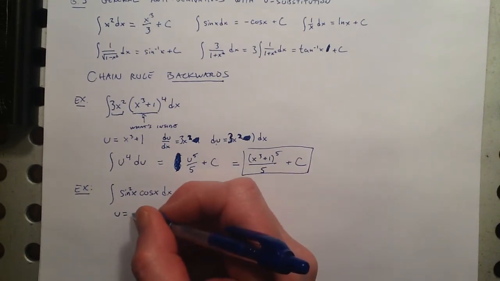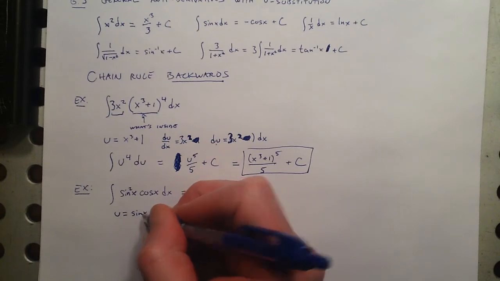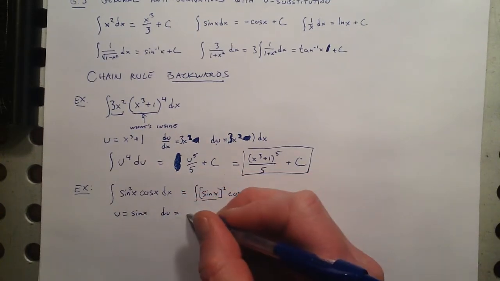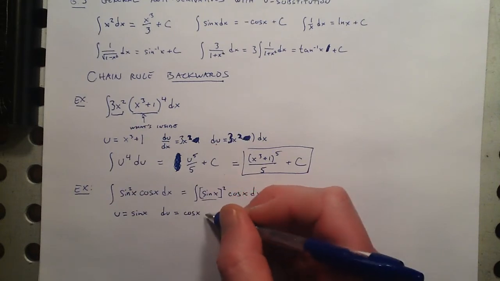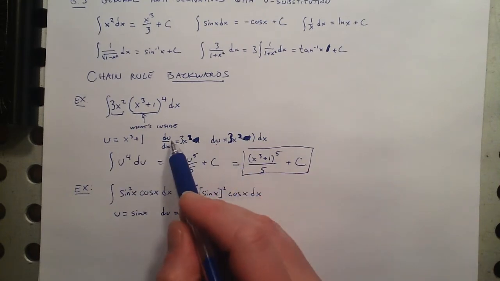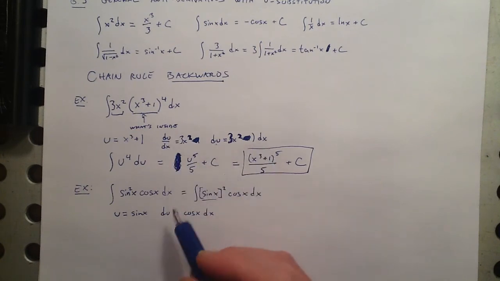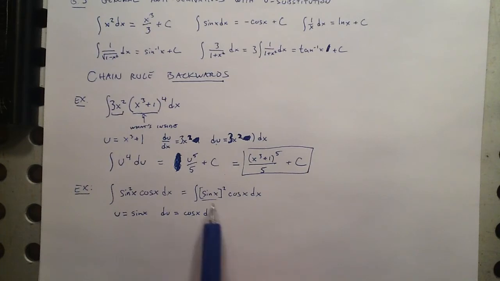So if I say that u is equal to sine x, then du is equal to cosine x dx. Now I skipped this step here. Here I said du dx, and then I moved the dx up to the other side. So here the du, I just put it automatically over here. I'll pause for a second, make sure you're okay with that.